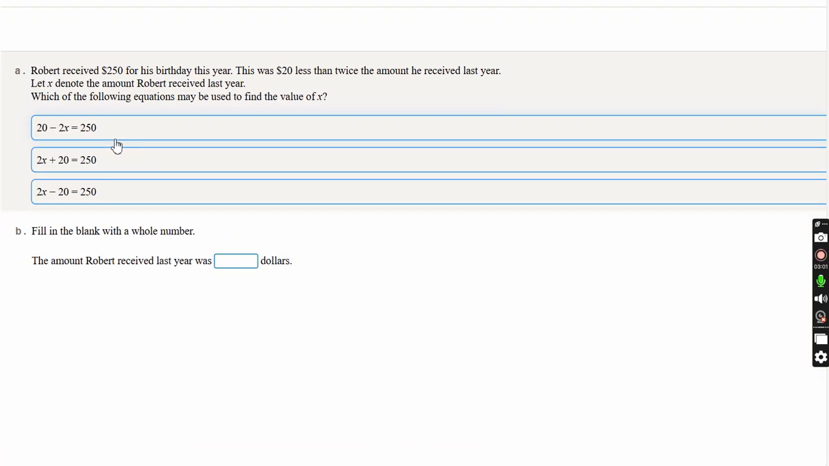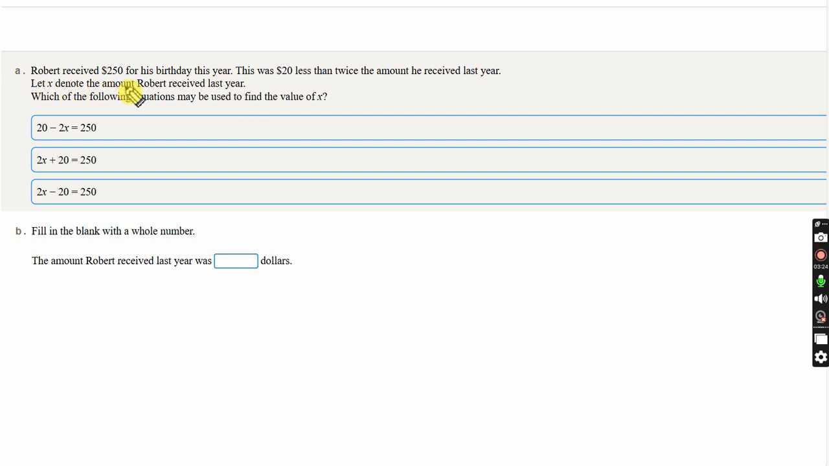The next one: Robert received $250 for his birthday this year. This was $20 less than twice the amount he received last year. In this question, one of my students was getting really confused when he started off the quiz. I explained to him, don't dive too deep into it. Just read it. What is it saying? Robert received $250 for his birthday this year. This was 20 less than twice the amount he received last year.